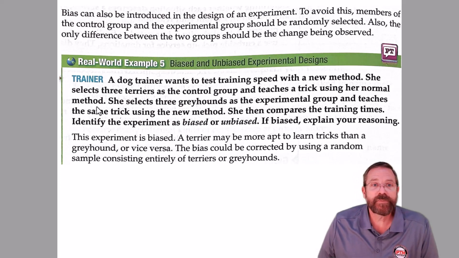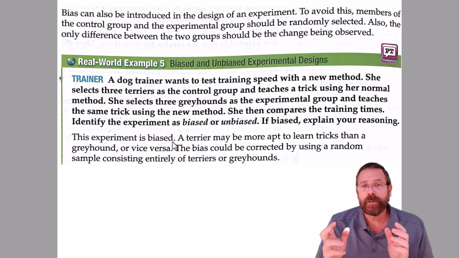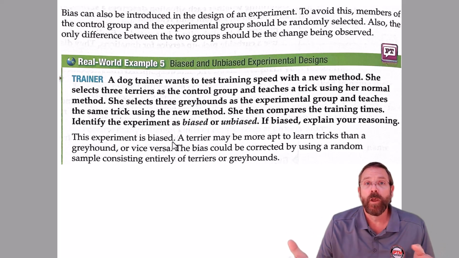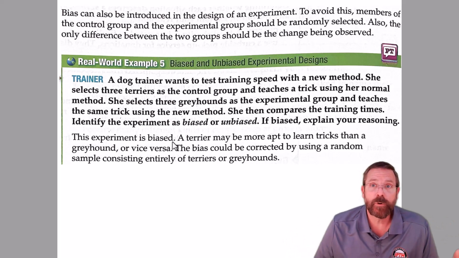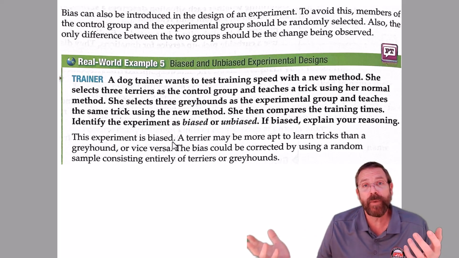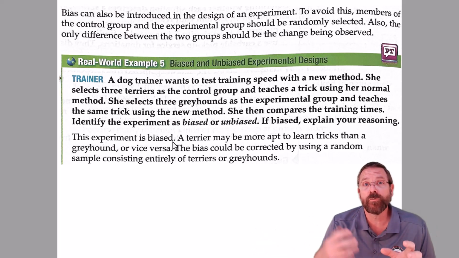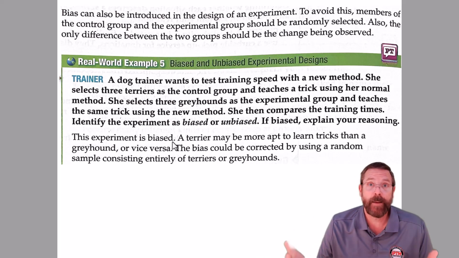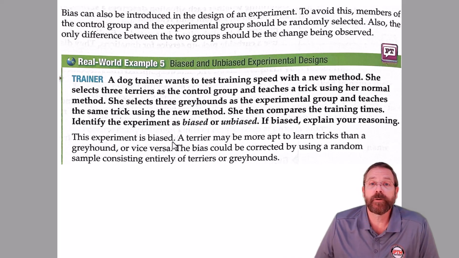Alright, now this experiment is definitely going to be biased. And the reason it's biased is because they put different breeds in the experimental group versus the control group. One, you've got the terrier group, which is what my dog is. And she, being a terrier, tends to learn tricks pretty easily. Whereas the greyhound group may or may not learn tricks as easily. So you've got to make sure that when you're doing an experimental group versus a control group, you're comparing apples to apples, for lack of better terms. Make sure you have the same exact thing in every group.